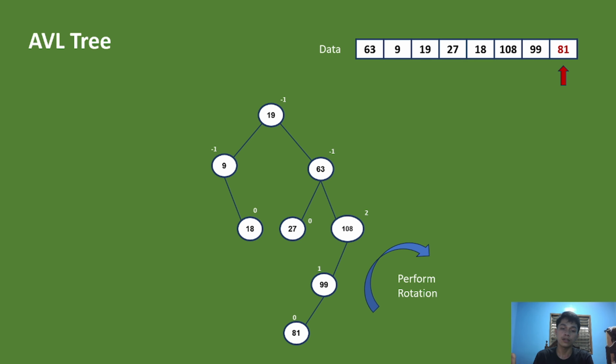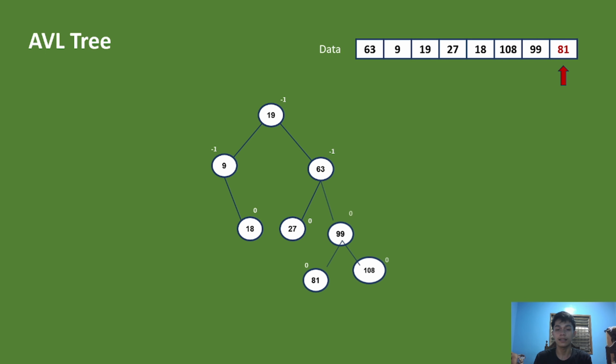Since node 81 has the height of 0 and node 99 has the height of 1 and node 108 has the height of 2, in order for it to have a balance factor, we're going to perform a rotation. So we're going to put 108 onto the bottom side, and it's like this. So this is now the structure of our AVL tree.